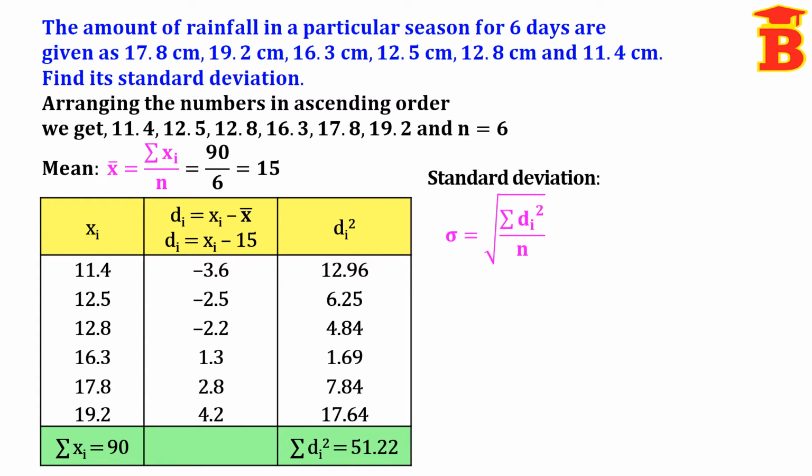Now we have to take the total of this. So that is summation di square. So adding these values, we get 51.22. Now substitute in the formula and dividing by 6, we get 8.53. So this is root of 8.53.